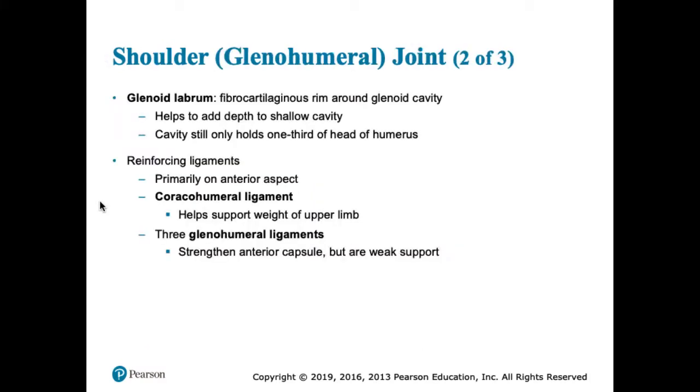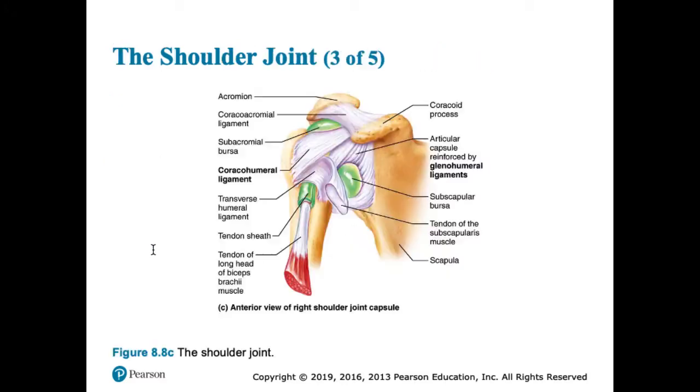Again, the glenoid labrum is a fibrocartilaginous rim around the glenoid cavity. It helps add depth to the shallow cavity, and it still only holds one third of the head of the humerus. The reinforcing ligaments are primarily on the anterior aspect, and the coracohumeral ligament helps support the weight of the upper limb. There are three glenohumeral ligaments. They strengthen the anterior capsule but are weak support.